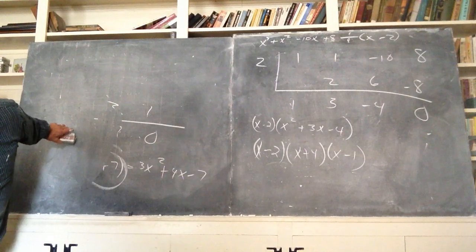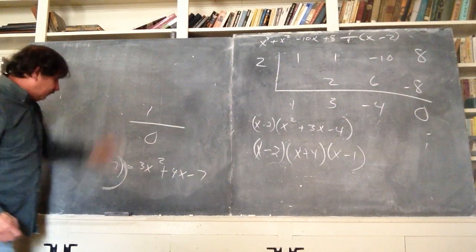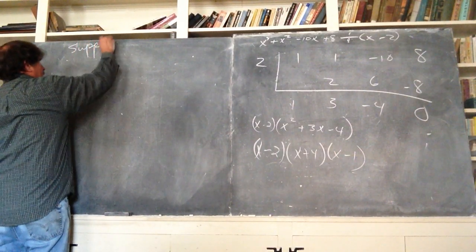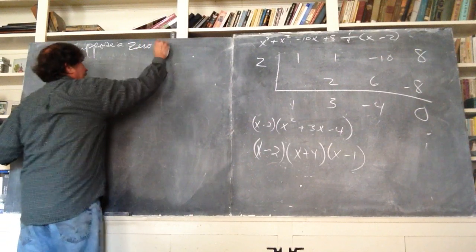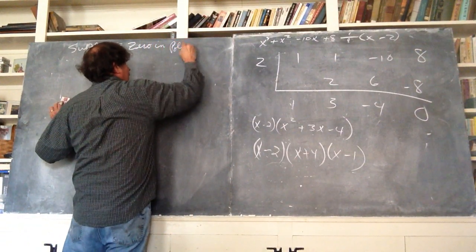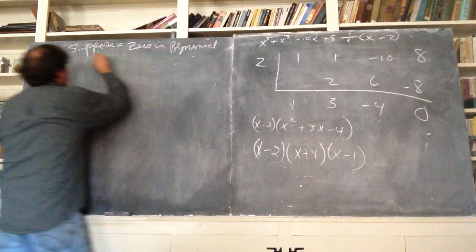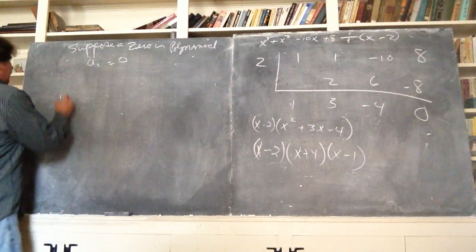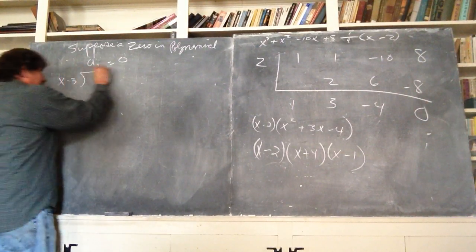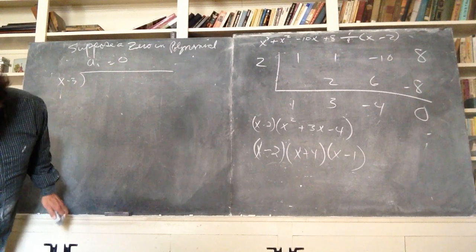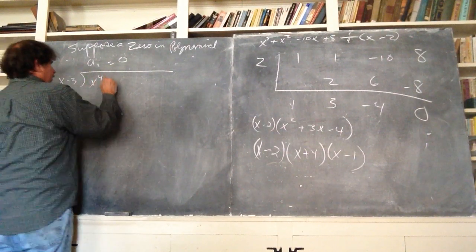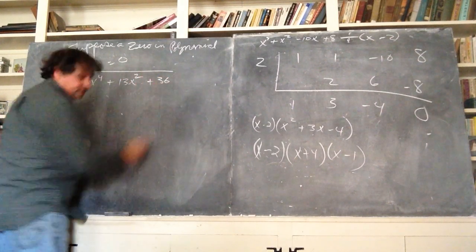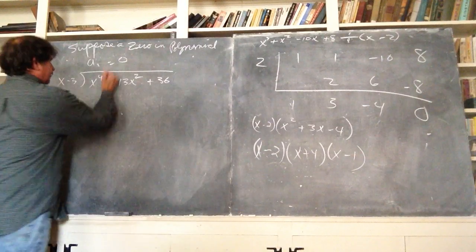Let's try this. Do I have a fourth degree? Yeah, I do have a fourth degree, but suppose there's a 0 in the polynomial. That means one of these a sub i's is 0. For example, suppose I want to take x minus 3 and I want to divide it into x to the 4th minus 13x squared plus 36. One of these is a minus, hang on. Minus 13x squared, sorry about that.